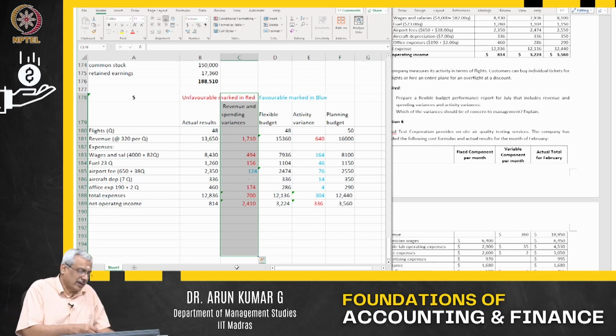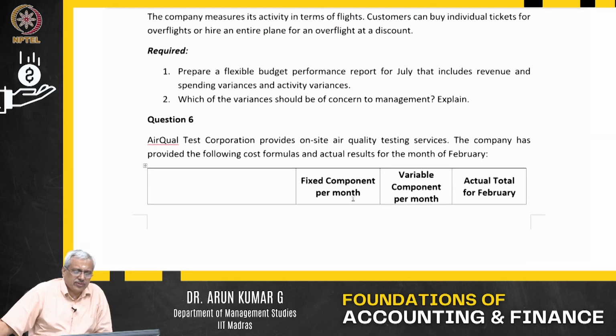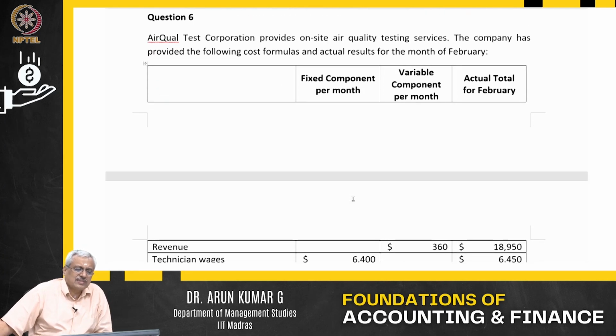Okay, hopefully I've conveyed something. Now let's look at one more numerical in this before we close. We'll do one more numerical on this, as you can see, problem number 6.